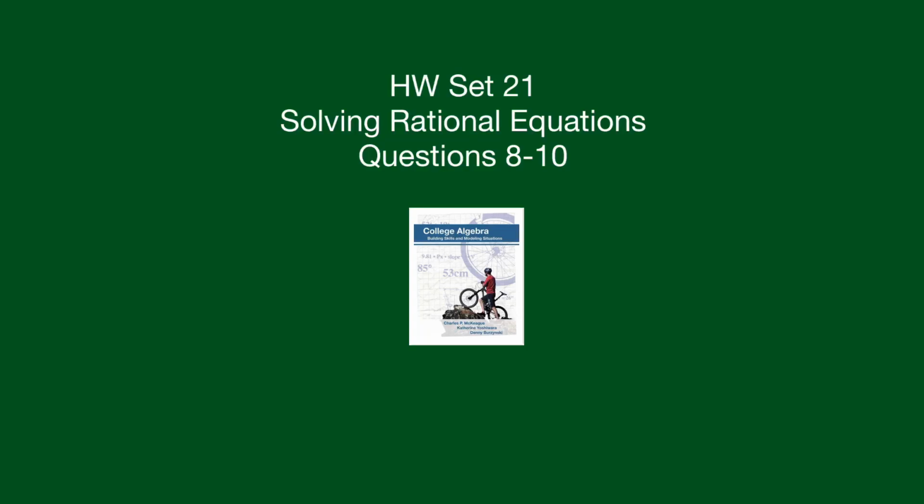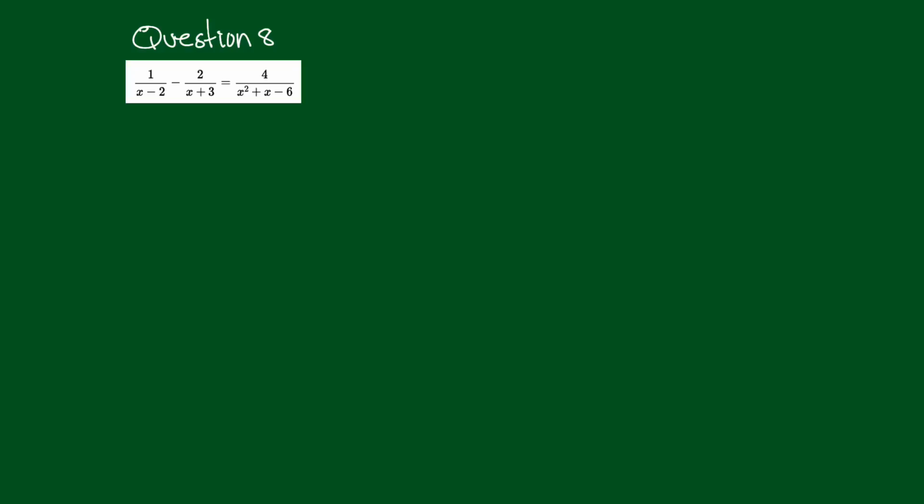This is a continuation of homework set 21, solving rational equations. Let's start this question 8 by getting the LCD. We will factor this denominator. So let's just rewrite the whole thing.